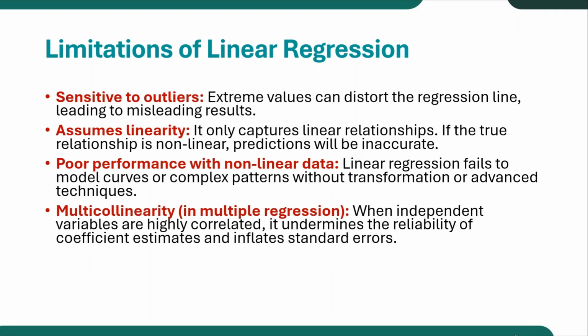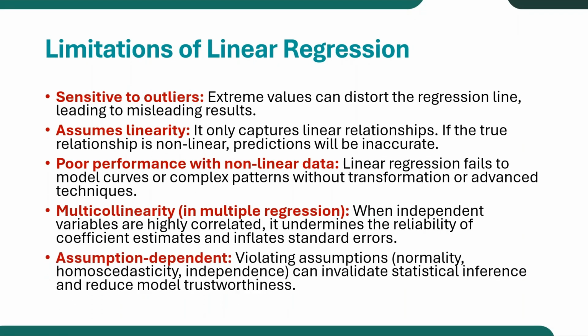Multicollinearity in multiple regression. When independent variables are highly correlated, it causes multicollinearity. This inflates the standard errors, making it hard to determine which variable is actually influencing the outcome. Assumption dependent. Linear regression relies on key assumptions like linearity, homoscedasticity, independence, and normality. If these assumptions are violated, the results, including statistical tests, become unreliable.